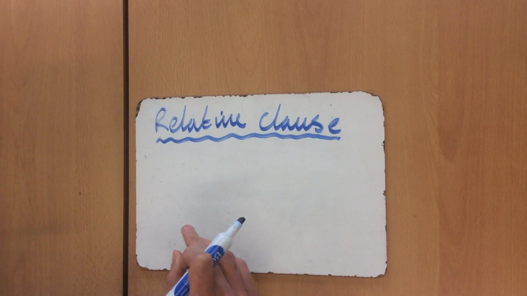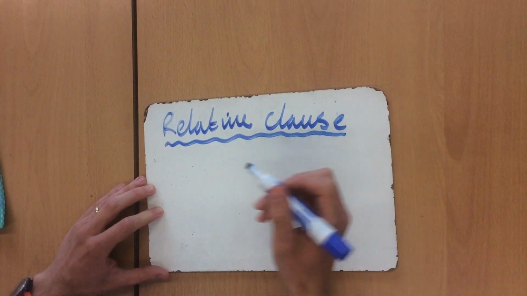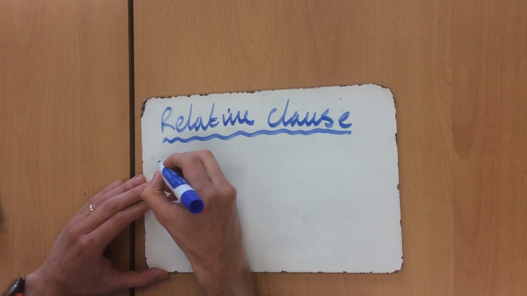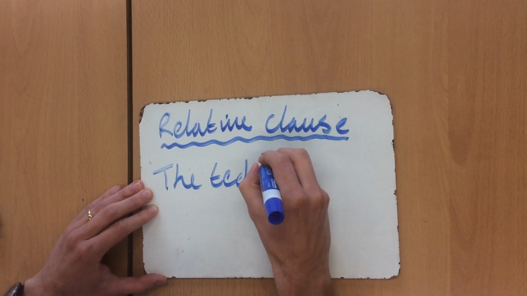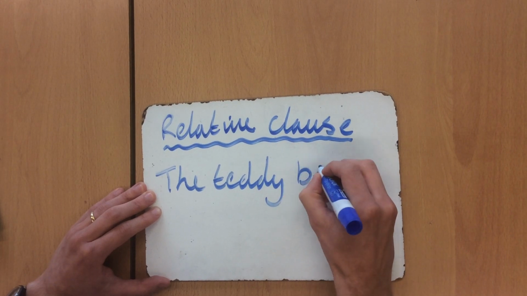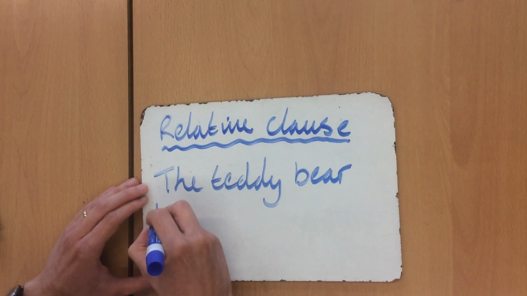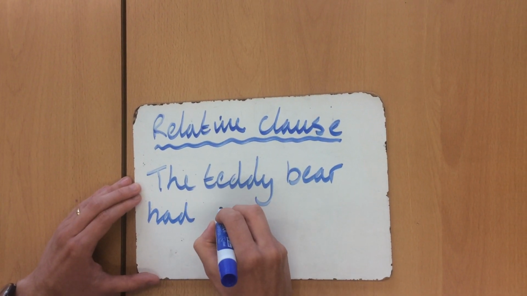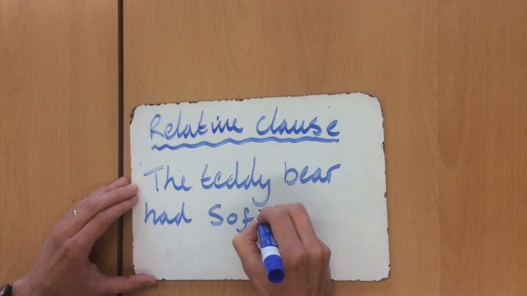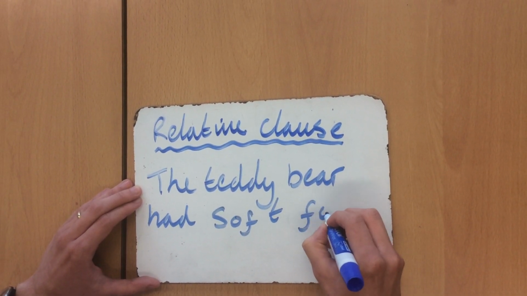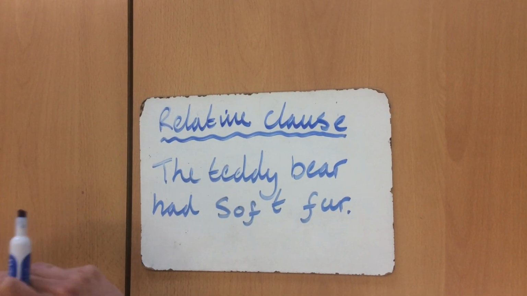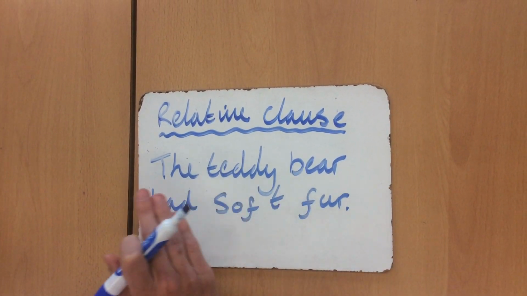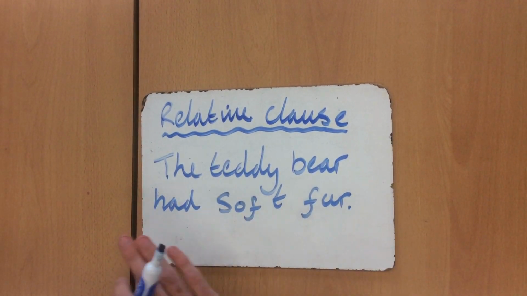So what I'm going to do, I'm actually going to write a sentence. This is just going to be a main clause, a simple sentence. The teddy bear had soft fur. Now, the teddy bear I'm writing about here is actually the teddy bear that you see on our Good Morning Charlton shows. Now, here's a simple sentence. The teddy bear had soft fur. So just the main clause.